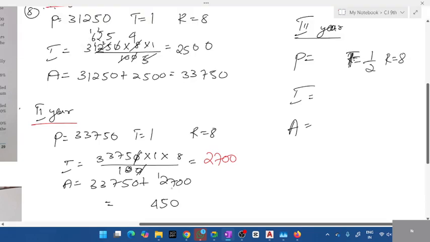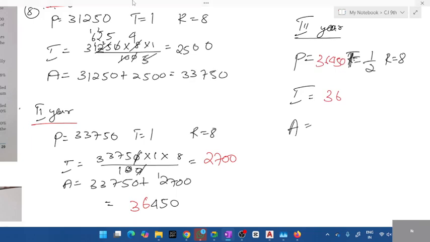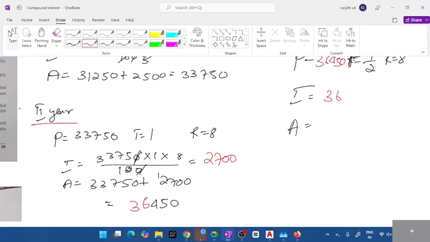What's the answer, students? What did you all get? Can you repeat? 30? Okay, 36,450. That will be the principal. 36,450. What's the interest for third year? I think everything is wrong here. First, second, and third year, all three are wrong calculations.